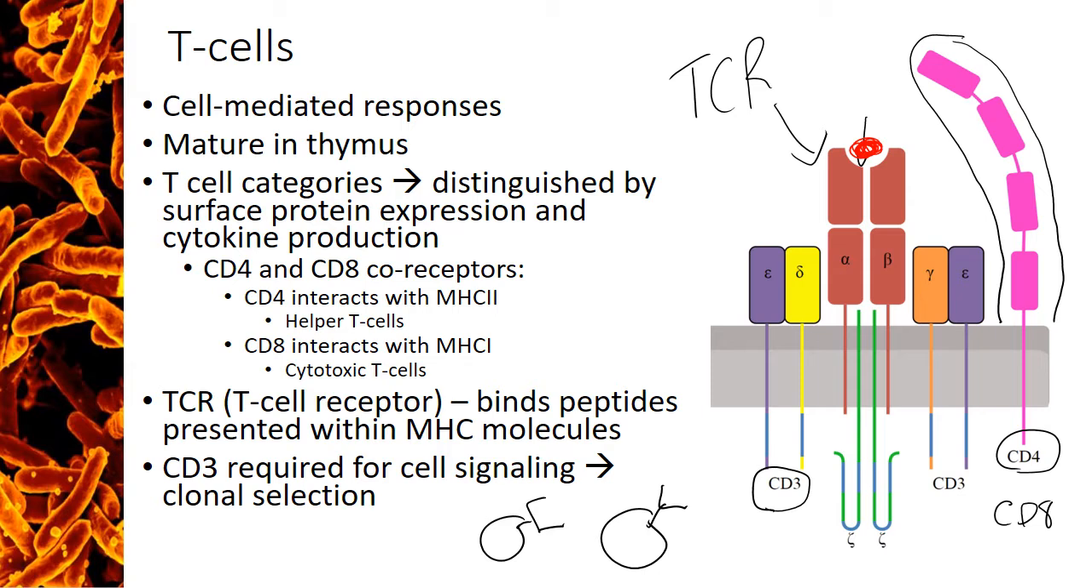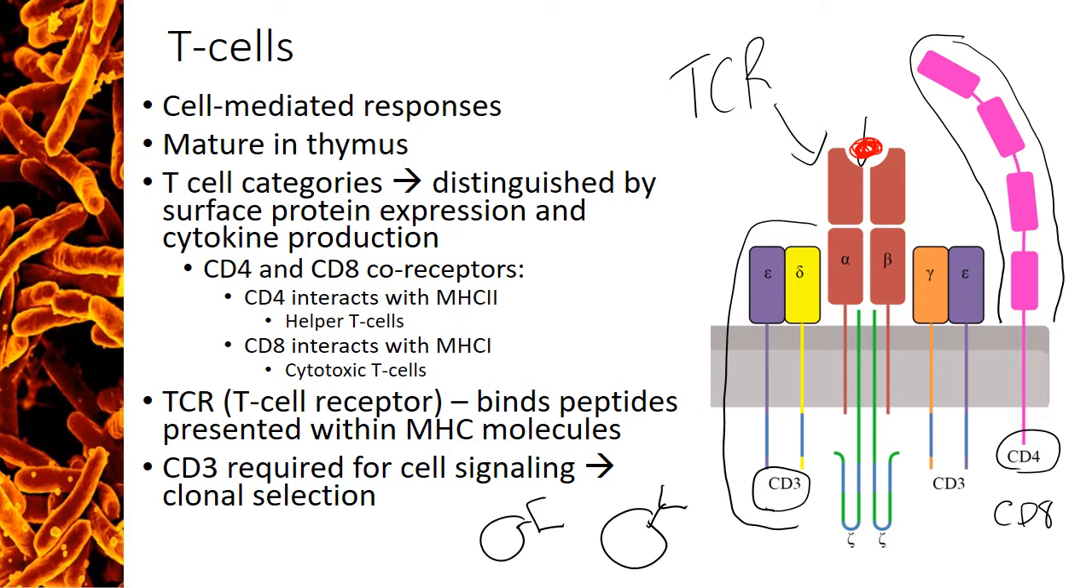And then the other molecule that we see in here are these CD3 proteins. These are needed for cell signaling, so that process of clonal selection. Remember, when one T cell binds the antigen, it then activates to undergo rapid mitosis. That activation is done by those CD3 proteins.